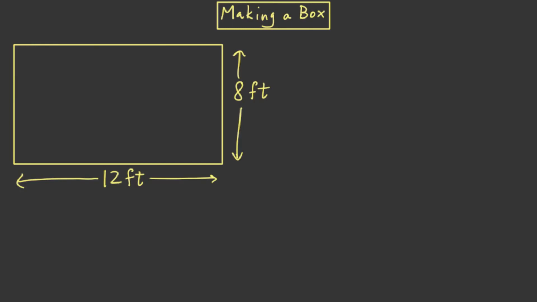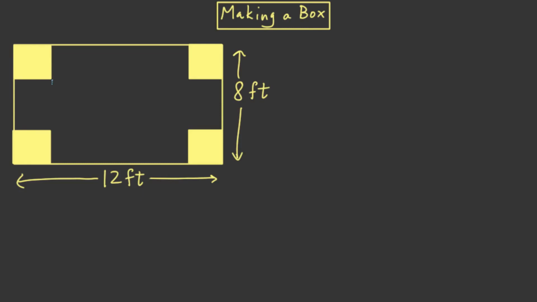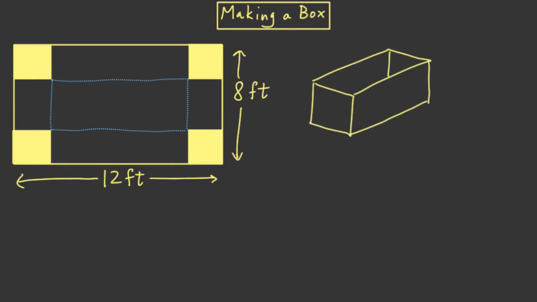Let's say we have an 8-foot by 12-foot piece of cardboard. And we're going to make it into a box by cutting out squares from each corner, like so. Once we've done that, we're going to fold up each of these 4 flaps, and we're going to tape them together, and we'll have a box.